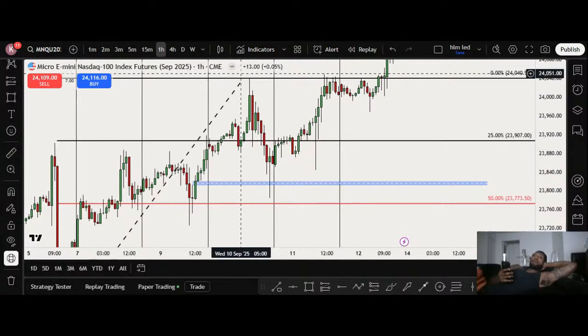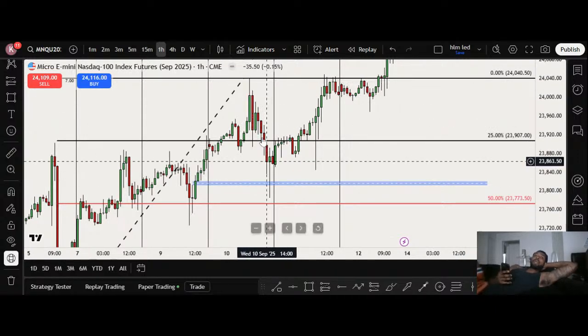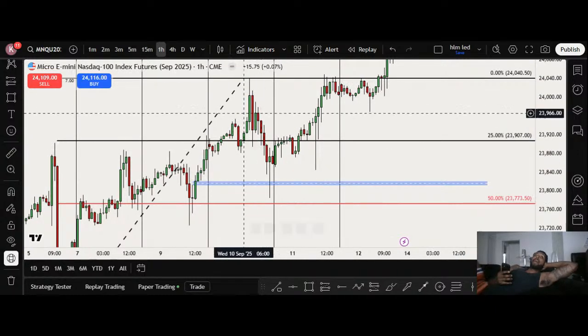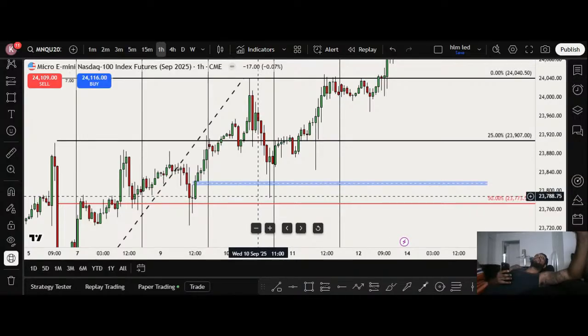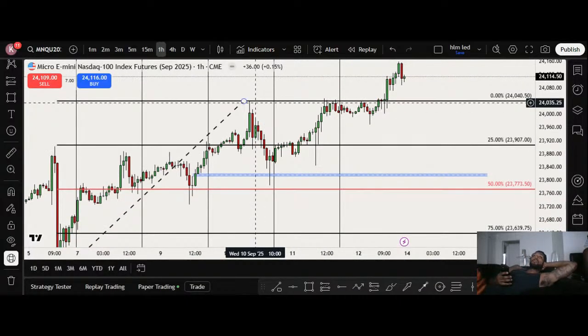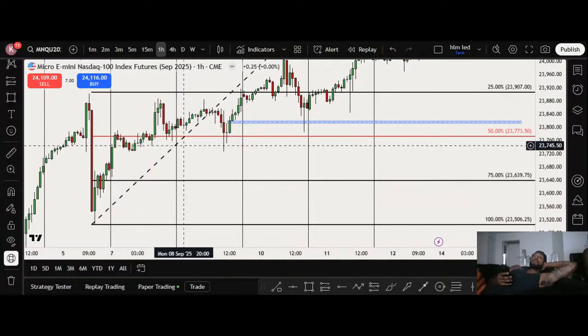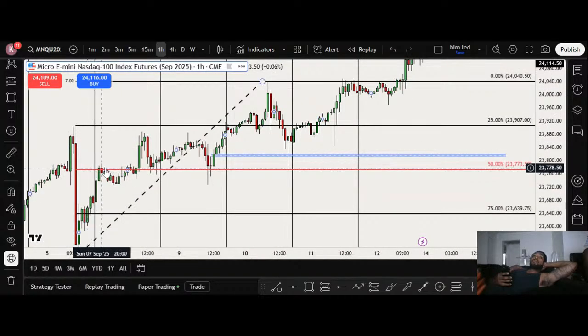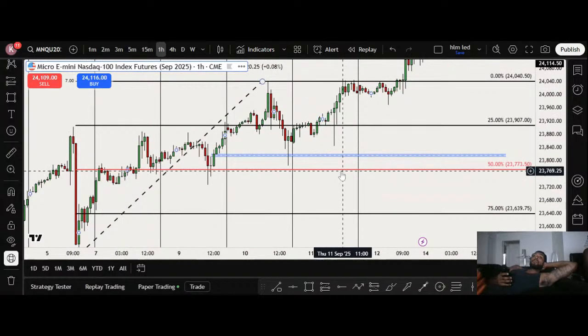Like, it don't gotta get there all the time. It gotta at least make an attempt. And the fact that it's not willing to even go down there to hit equilibrium of the range, that's showing signs of the shorter flow. But see, if you draw out the range, which was this high to this low, the 50% of that range is equilibrium.